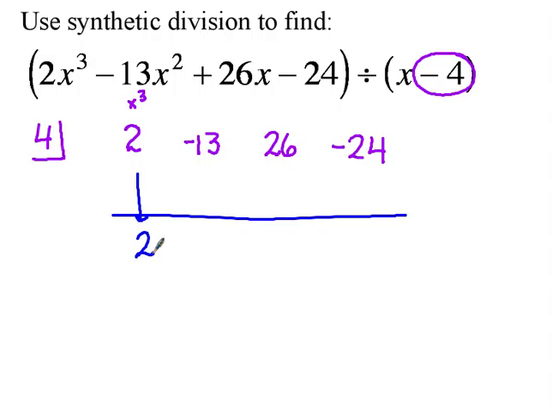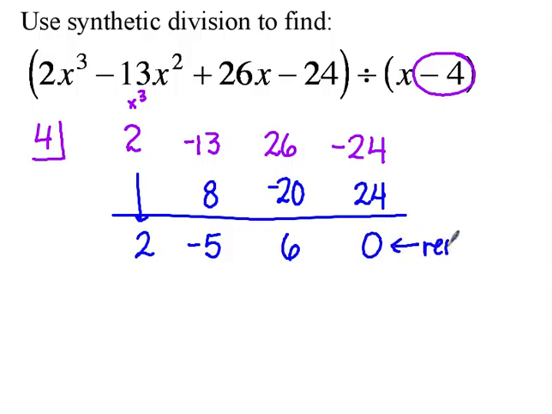What I'm going to do with the 2 is multiply it by 4. So what's 2 times 4? 8. Now I'm going to add those two numbers down. What is negative 13 and 8? Negative 5. Then I'm going to multiply negative 5 by 4 and get negative 20. Oops. Let's try that one again. Then I'm going to add the numbers down, and what do you get? 6. Then I'm going to take 6 times 4 and get 24. Then I'm going to add down, and I get 0. Whatever your last term is always your remainder.